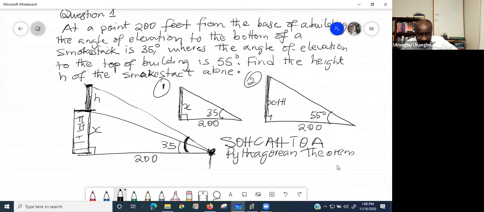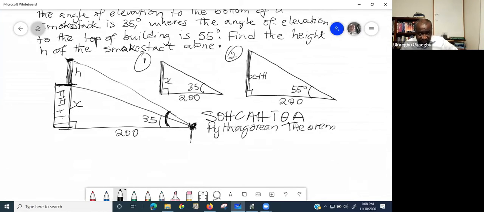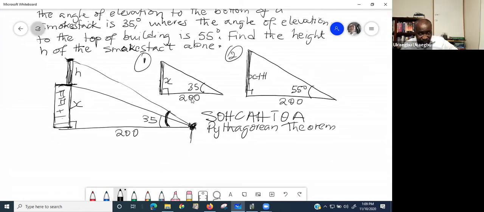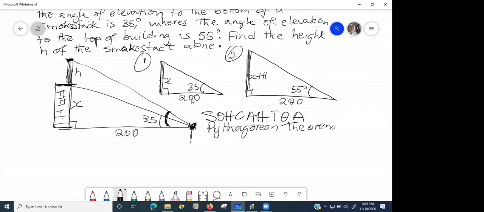Yes, I'm listening. SOH CAH TOA, what does it say? What's your sine? Opposite over hypotenuse. Okay, we have opposite. Do we have a hypotenuse? No. Okay, so will it work? No, it will not work because we don't have a hypotenuse.